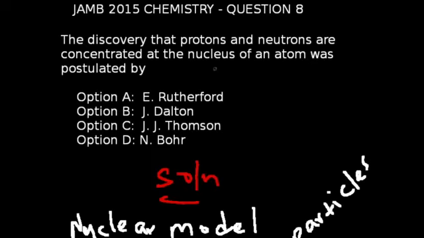Question number 8 of the JAM 2015 chemistry exams. The discovery that protons and neutrons are concentrated at the nucleus of an atom was postulated by.